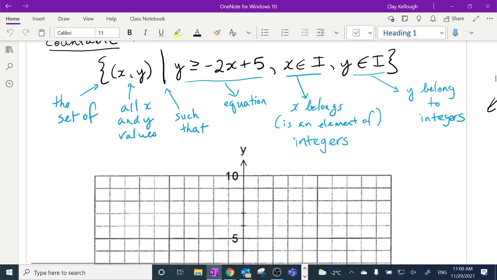Well, first of all, the first couple steps are the same as the way we graph the other ones. We're going to graph this line. Is it going to be solid or dotted? It's going to be solid. How come? Because there's an equals on it. So I'm going to make a solid line for y equals negative 2x plus 5.